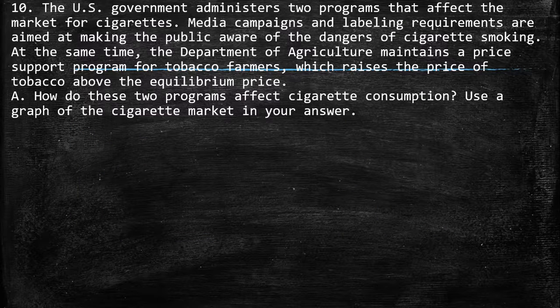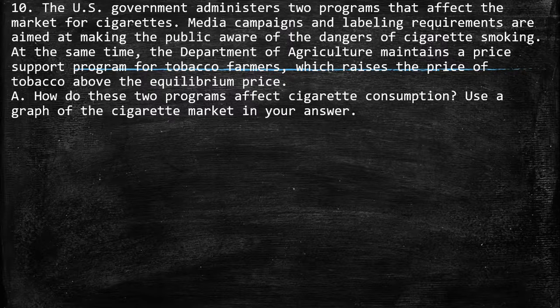The U.S. government administers two programs that affect the market for cigarettes. Media campaigns and labeling requirements are aimed at making the public aware of the dangers of cigarette smoking. At the same time, the Department of Agriculture maintains a price support program for tobacco farmers, which raises the price of tobacco above the equilibrium price. How do these two programs affect cigarette consumption?